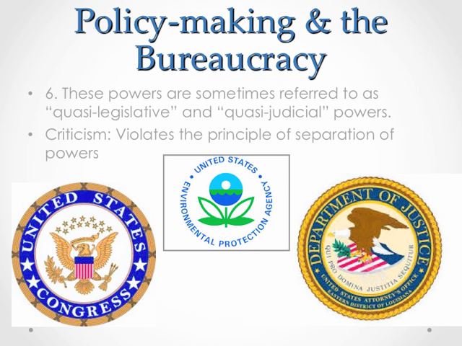Those powers are sometimes referred to as quasi-legislative and quasi-judicial, meaning like legislative or like judicial, because while they are part of the executive agency, don't forget, bureaucratic agencies are part of the executive branch, they are able to make their own rules or laws, and they are then able to punish people who violate those laws. So this is sometimes criticized as violating the separation of powers, because it is like they're acting like the legislative branch, and like they're acting as if they're the judicial branch.